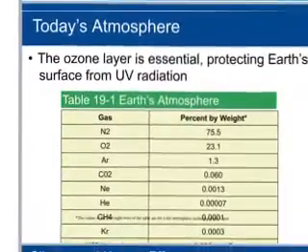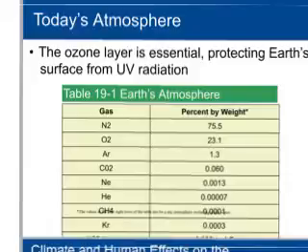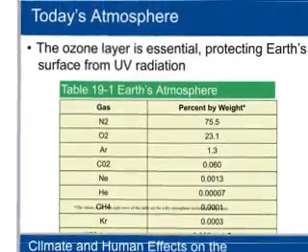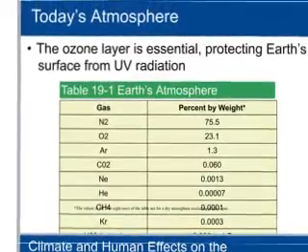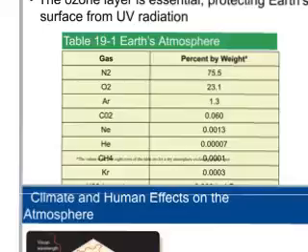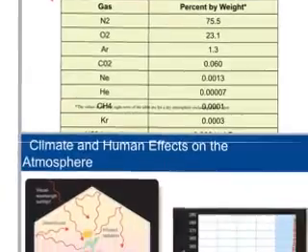So today's atmosphere, there's an ozone layer, and that's important. It's essential, and it protects the Earth's surface from ultraviolet radiation. And so here we can see all the different gases in our atmosphere. The way this is formatted here, you can see this table in your textbook. It's Table 19.1 directly from your text.